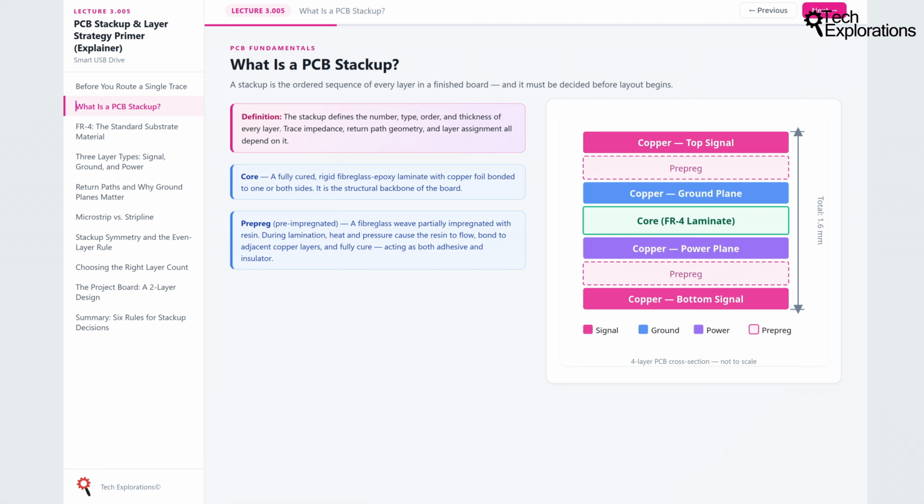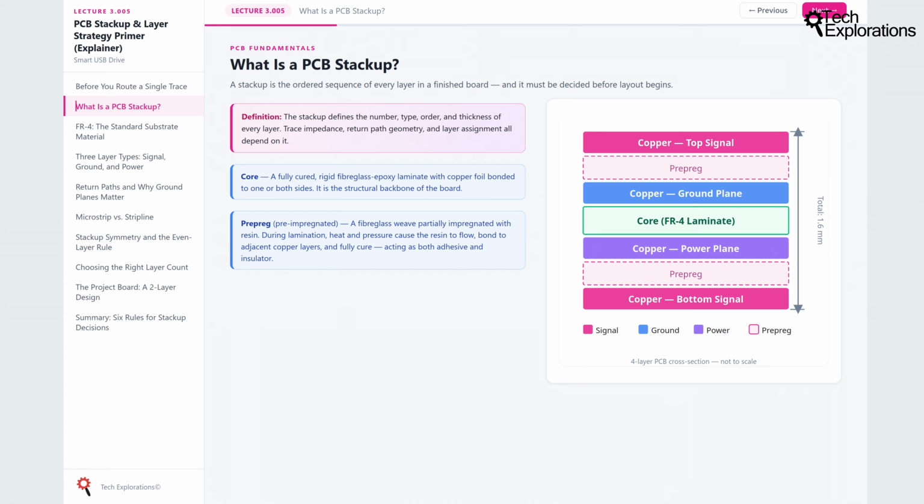A typical stackup alternates between two types of non-copper material. The first one is the core. The core is fully cured, rigid fiberglass epoxy laminate with copper foil bonded to one or both sides. It's the structural backbone of the board. The second is a prepreg, short for pre-impregnated. Prepreg is a fiberglass weave partially impregnated with resin that is only partially cured. During lamination, heat and pressure cause the resin to flow, bond to adjacent copper layers, and fully cure. The resin acts as both adhesive and electrical insulator.